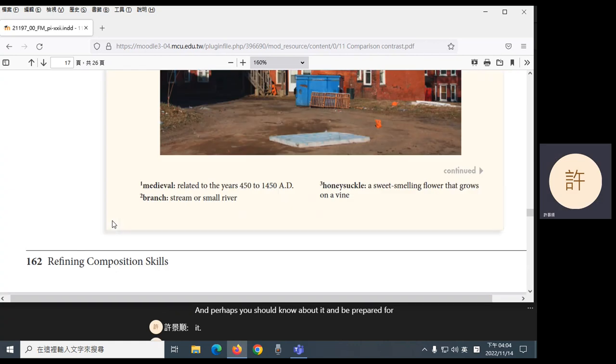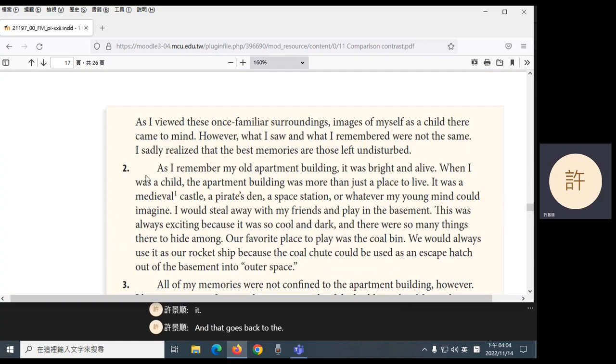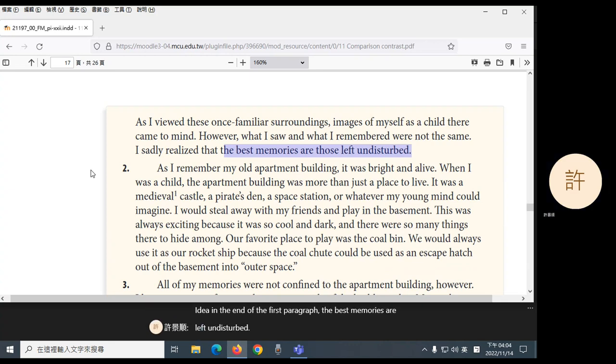And that goes back to the idea in the end of the first paragraph. The best memories are left undisturbed. Okay, do you have questions about this essay?